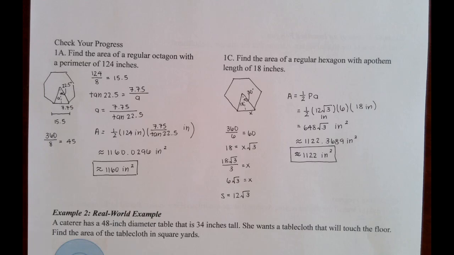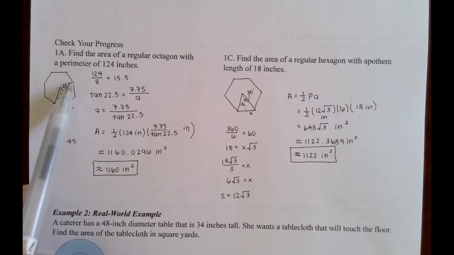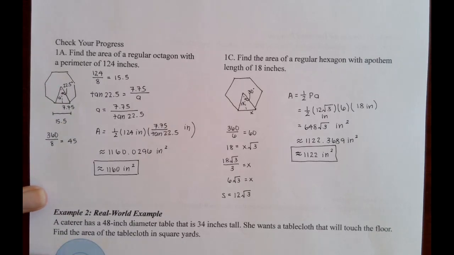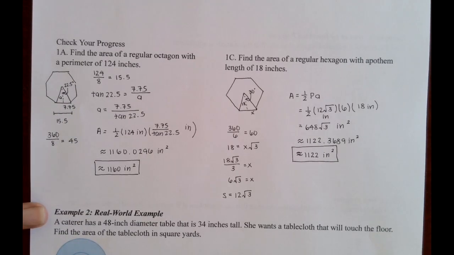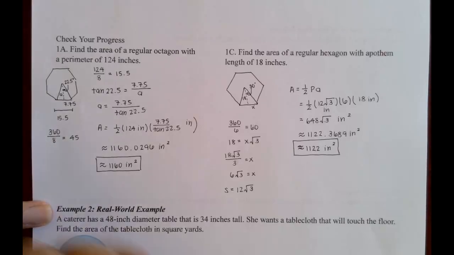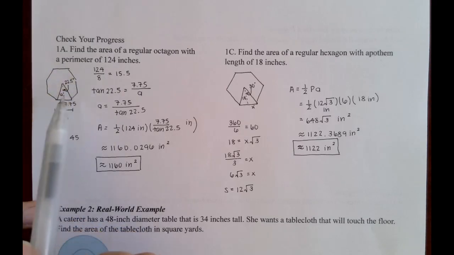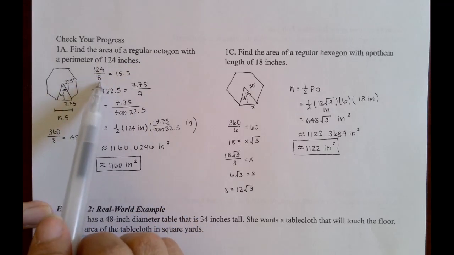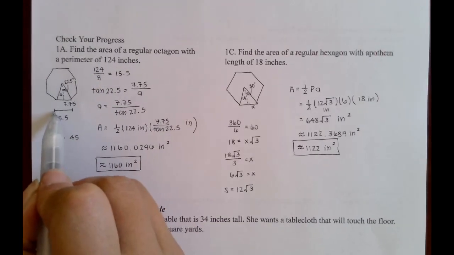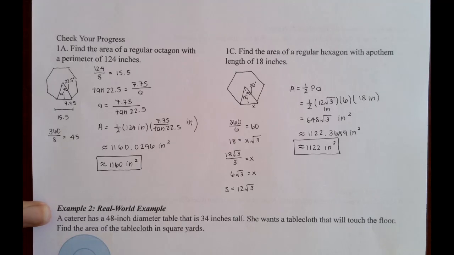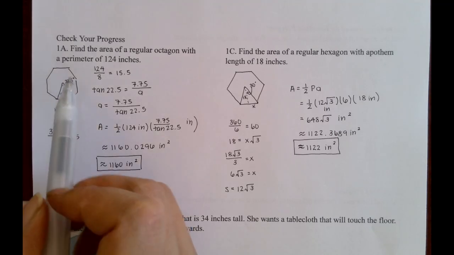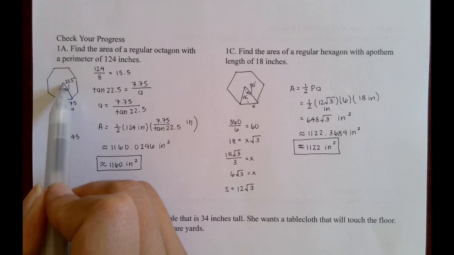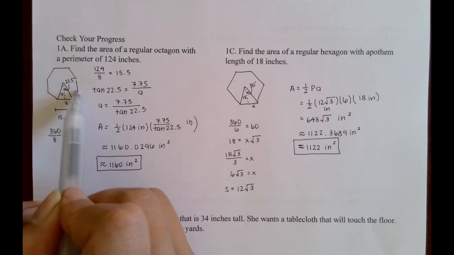So for 1A, we want to find the area of a regular octagon. I drew a little octagon picture here, and I know that its perimeter is 124 inches. Perimeter is all of the sides, and since it's regular, all sides are the same. An octagon has 8 sides, so 124 divided by 8 is 15.5. So each side is 15.5. And then I can divide up this octagon into these different triangles.